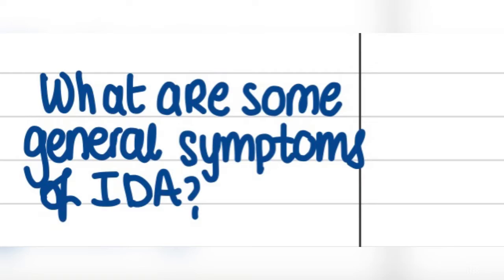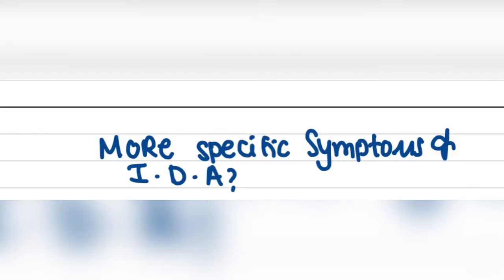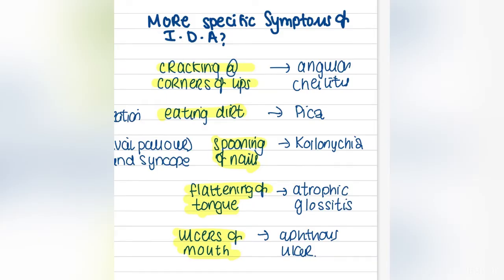What are some general symptoms of iron deficiency anemia? It's due to low RBCs, low oxygen, so you'll get fatigue, poor concentration, pallor, pale skin, pre-syncope and syncope. What are some specific symptoms of IDA? This includes cracking at the corner of the lips.